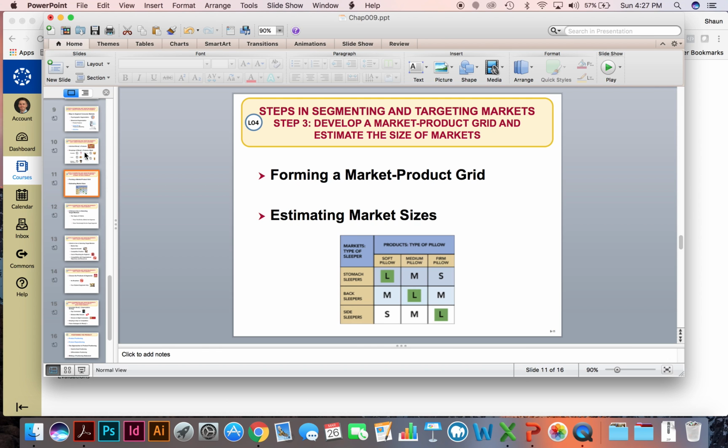Next step is step 3, developing a market grid and estimating the size of markets. You'll want to form a market product grid as shown below and estimate the market sizes with each of those categories. For example, this shows a pillow company. They have 3 styles of pillows: soft pillows, medium pillows, and firm pillows. And then they segment their consumers based on the position that they sleep: stomach sleepers, back sleepers, and side sleepers. As you can see, they use the market product grid to show how big each of those segments are for the type of product.